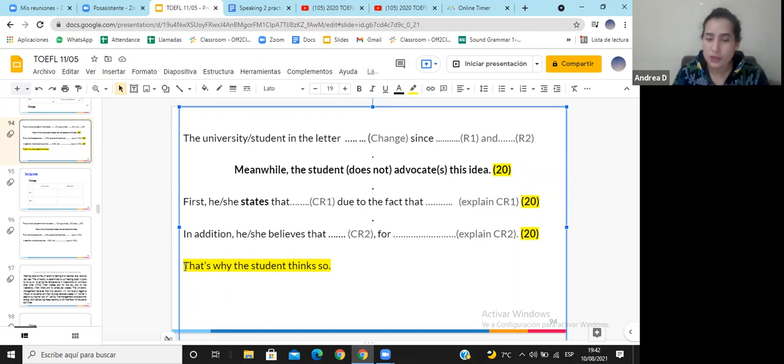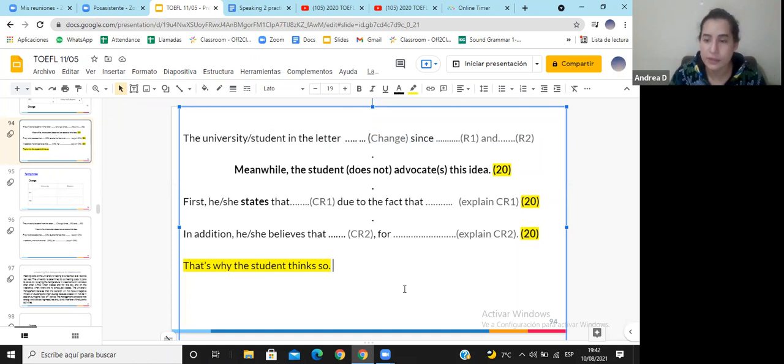And if you got some more time, then you could restate the position. You could say something like, so that's why the student doesn't really love the idea, or that's why the student is in favor of the idea, or something like that, if you got some extra time. The conclusion is never going to be necessary, so don't worry if you don't have time to do one.